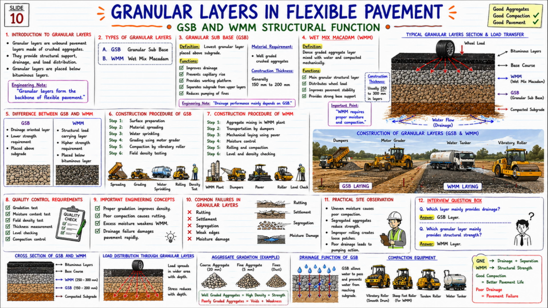Now look at the compaction equipment below: vibratory roller, sheep foot roller, tandem roller, and water tanker. Look at the final key concept at the bottom. GSB: drainage plus separation. WMM: structural strength. And good compaction, better pavement life. But poor drainage, pavement failure.